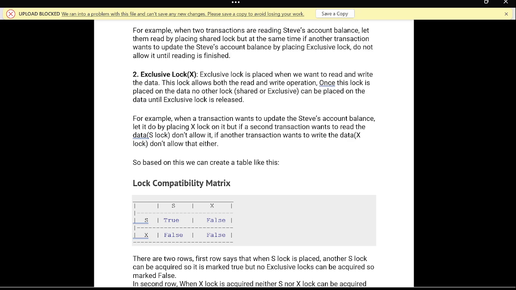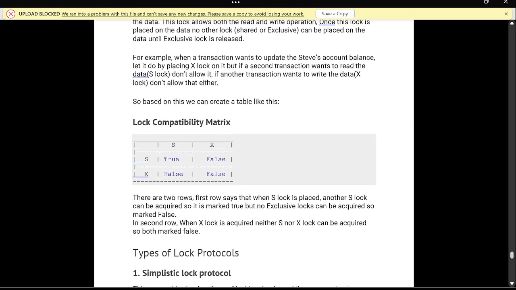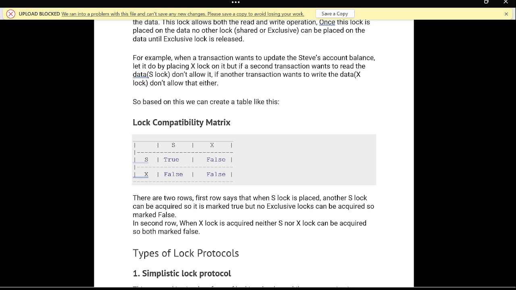Okay. So for example, if you see here in the chart, in the matrix, we have two rows. One is S, meaning shared lock, and X means exclusive lock. So a shared lock can be applied alongside a shared lock, but with a shared lock, an exclusive lock is not applicable. Yeah, so shared lock we can apply, but shared lock with exclusive lock is not applicable.